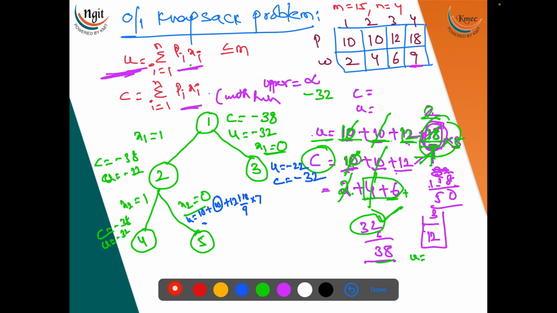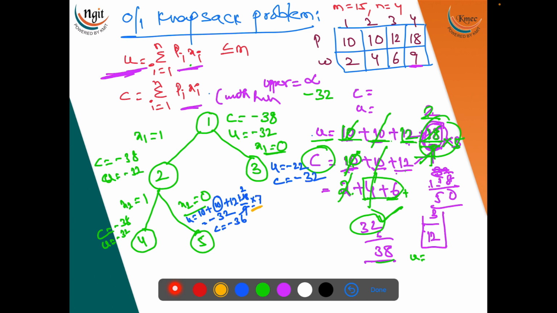So the cost is what? 10 plus 12 is 22. 22 plus 7 into 4 is 14. 22 plus 14 becomes 36. Now, when x2 is equal to 0, your u value is minus 32, c value is minus 36. So c is with fraction, u is without fraction. So I am calculating in one equation. If you consider this fraction, then it is the c value. If you don't consider this, it is the u value. Please keep that in mind.